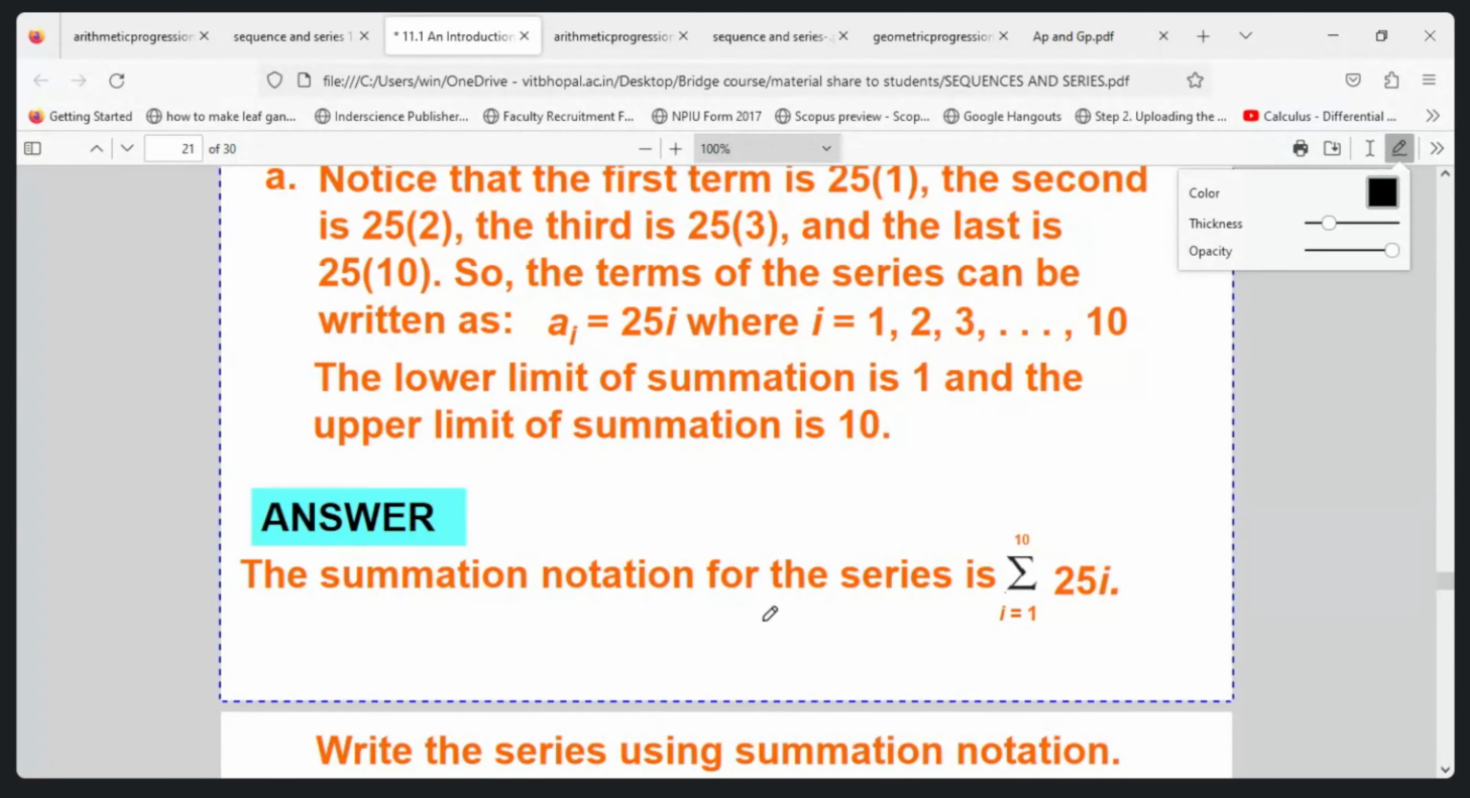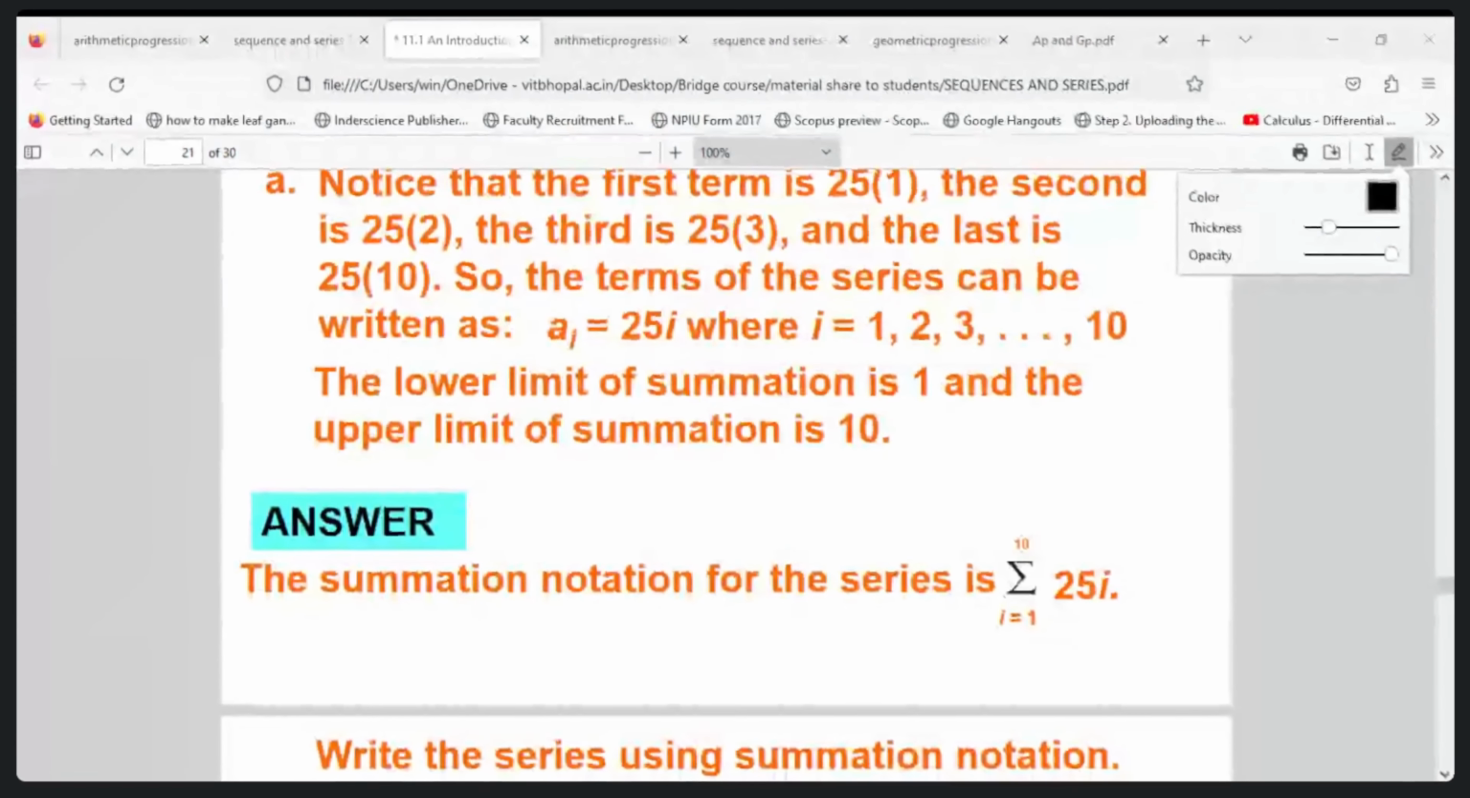Yes, upper limit 10, very good. So yes, this is the answer here.